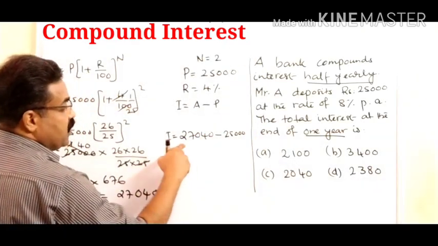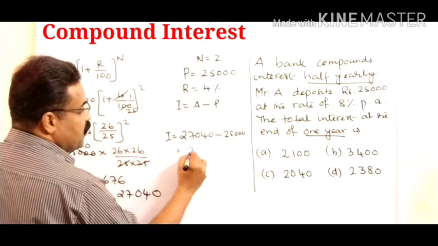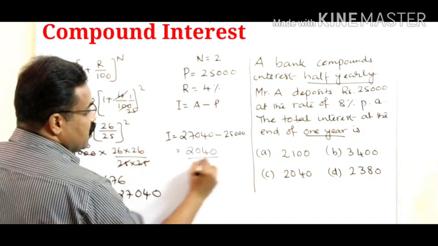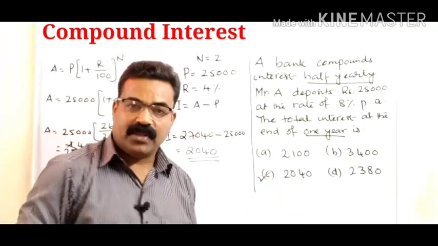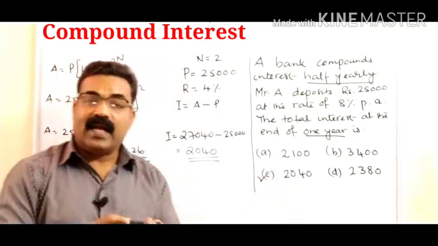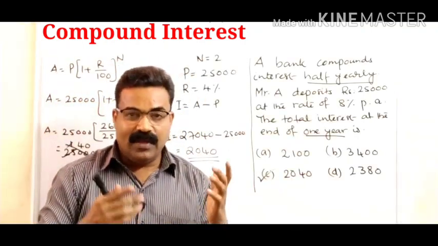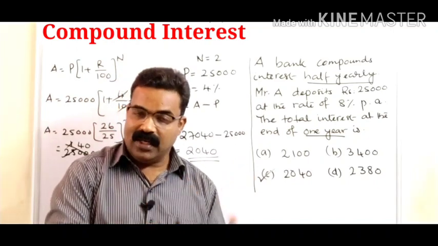So this will become 27,040 minus 25,000, which is 2,040. That is the interest. So our option C is the correct option. Again, it's a direct application of formula only. What we need to do is calculate interest.